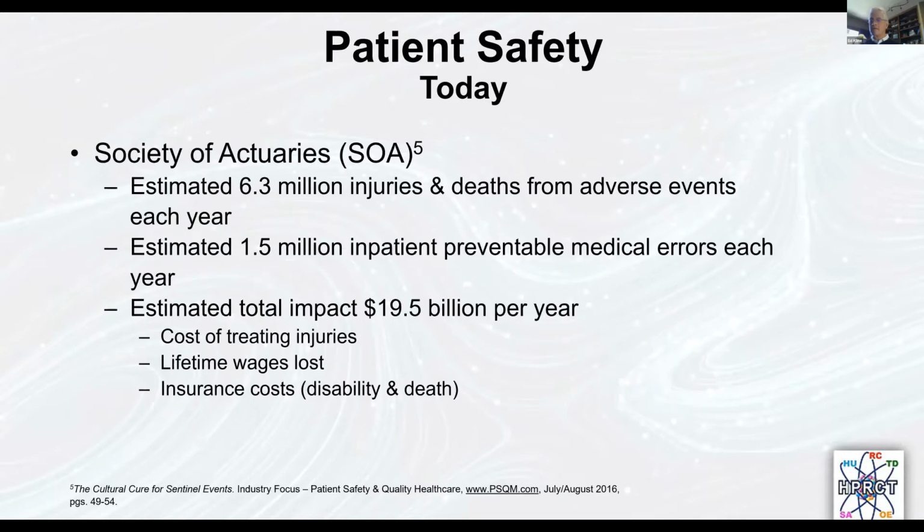Today, the Society of Actuaries, who are experts in life insurance and health insurance, and who define things like medical rates, look at what their results show, and they estimate 6.3 million injuries and deaths from adverse events per year. The total estimated impact is about 20 billion per year in the cost of treating injuries, lifetime wages lost, and disability and death.